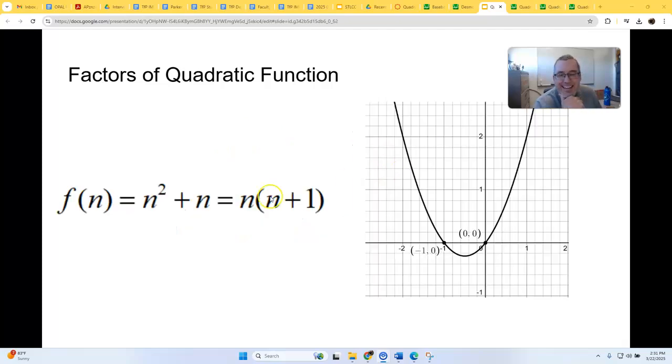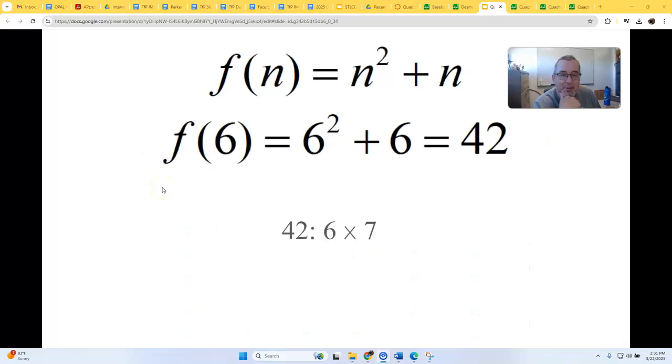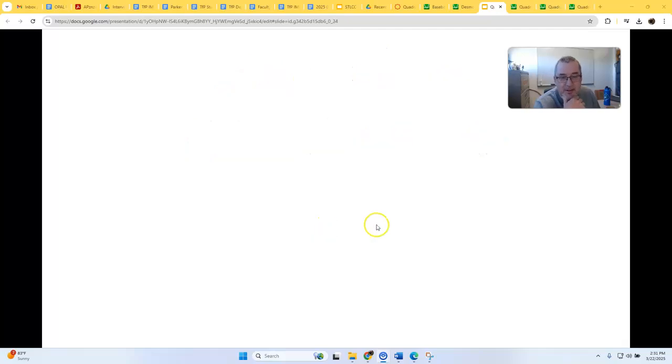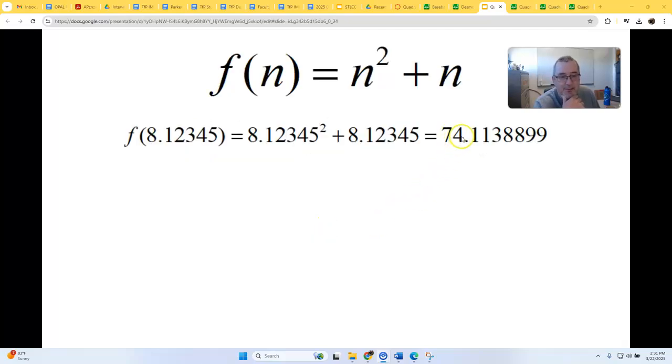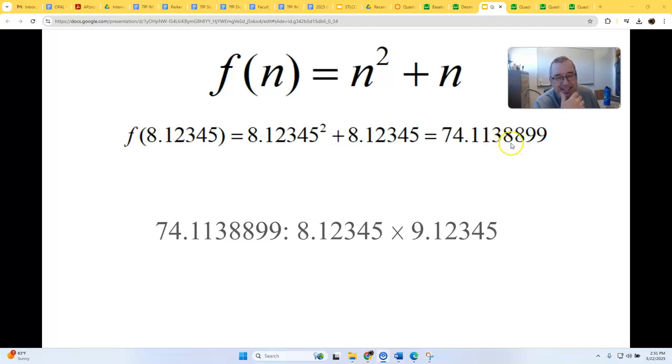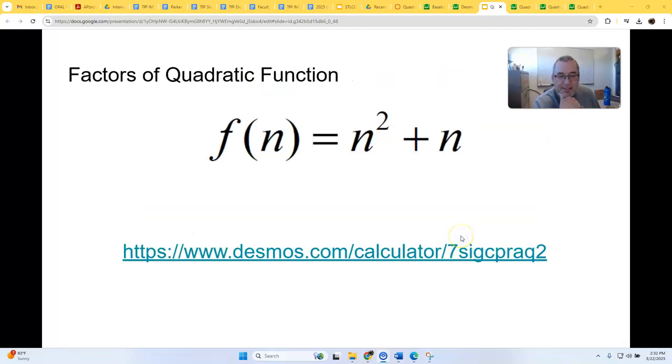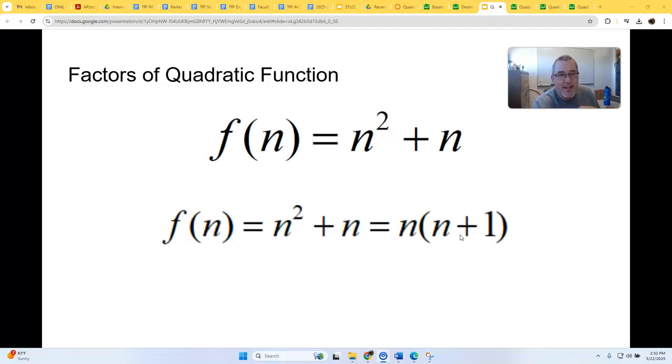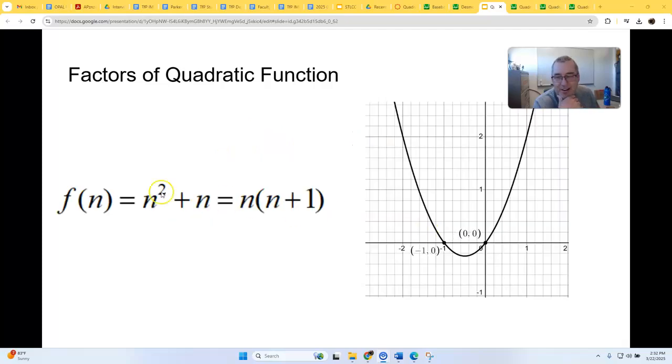So what would be the easiest output to think about factors of? If you look back here, we had outputs of 42. Well, that wasn't too bad. Factors of 42, 6 and 7. Or we had even an output of 74.1138899. But we had seen from our previous work that the factors would be the original n times the number one more. But what would be even easier than, say, a 42 or a 20 or a 12? I argue that the easiest thing to think about factors would be 0.